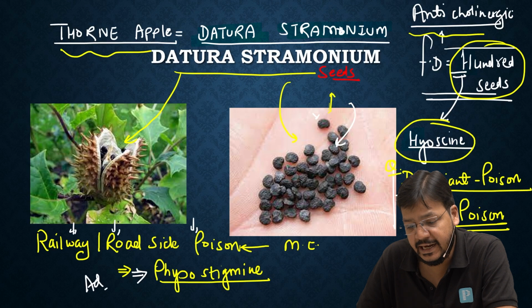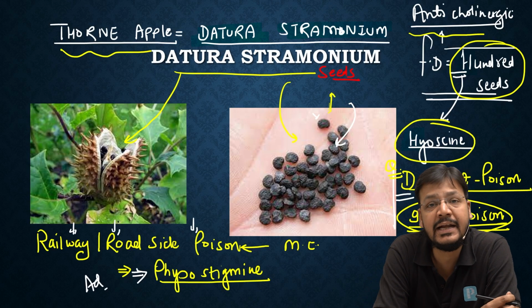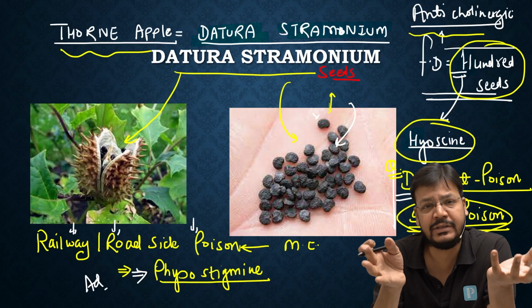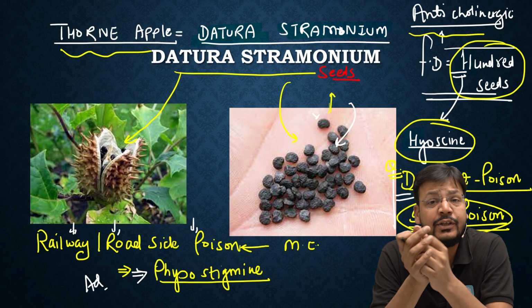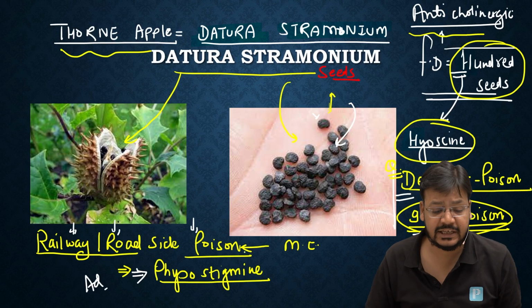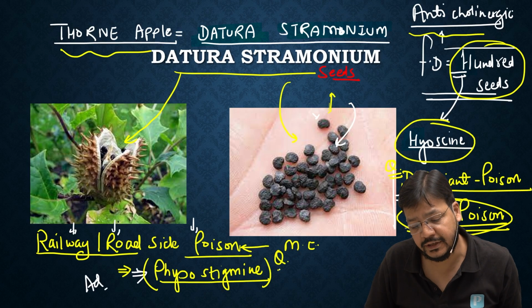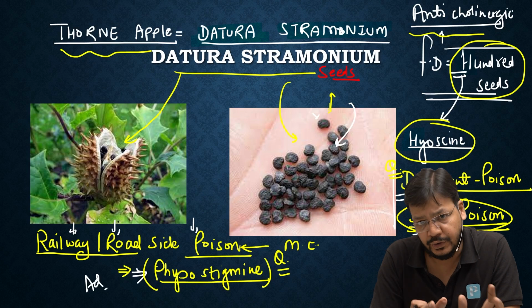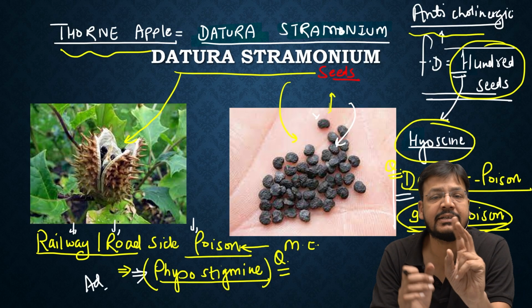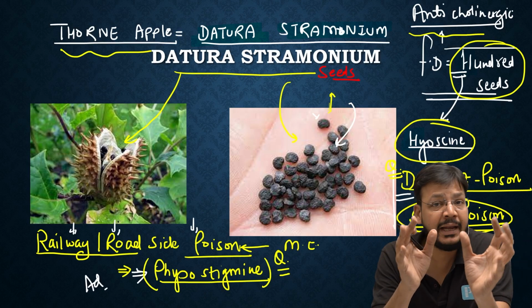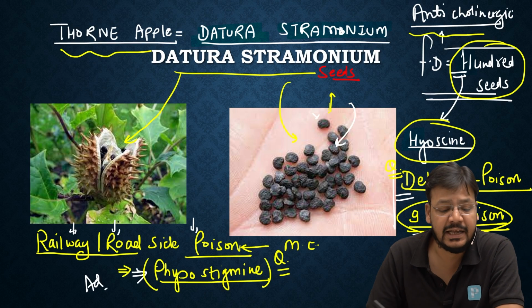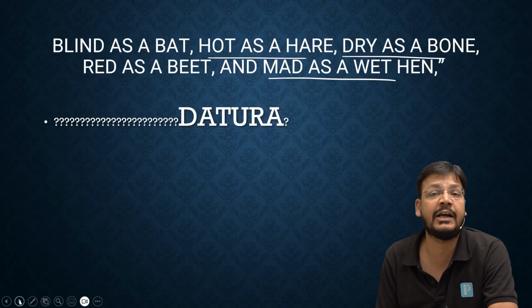It is a deliriant poison and it is a 9D poison, like dryness, drunkenness, diplopia, drowsiness, delirium. It's dhatura. It is the most commonly used railway or roadside poison. The antidote of dhatura is physostigmine. So this is a very, very important plant. Dhatura, the anticholinergic, H for 100 seeds, H for hyoscine. And the main antidote of dhatura, you can get a question, is physostigmine. It causes delirium. That's why it's a railway or roadside poison.